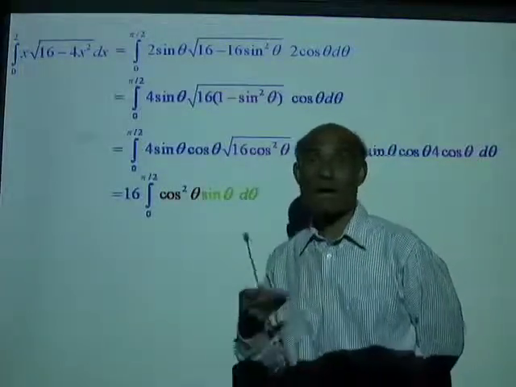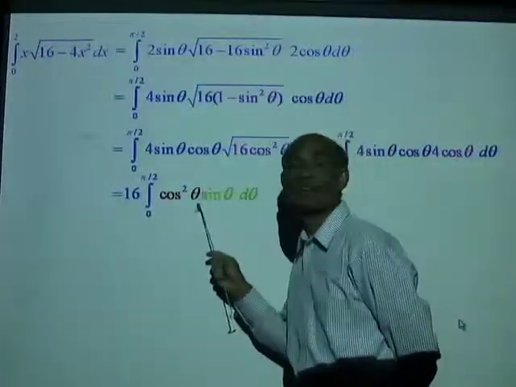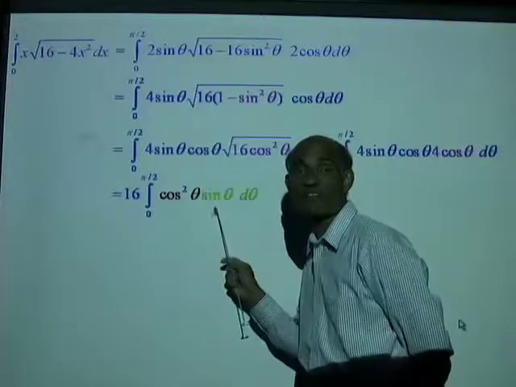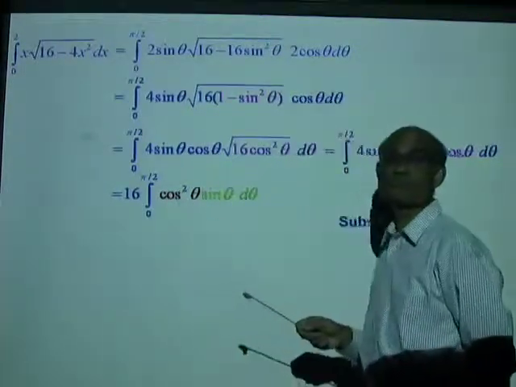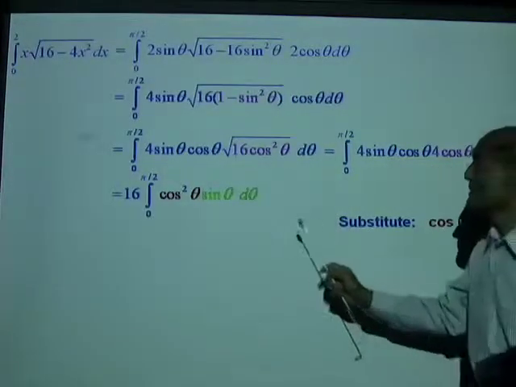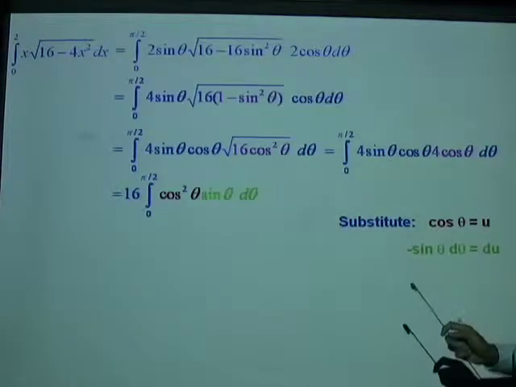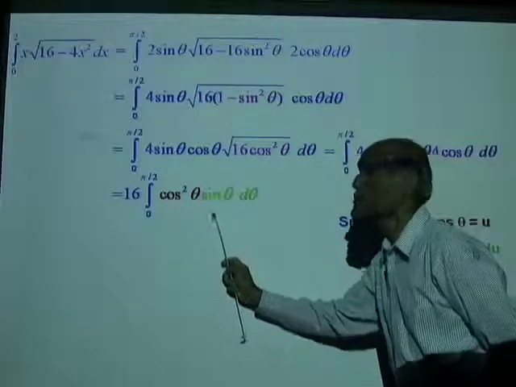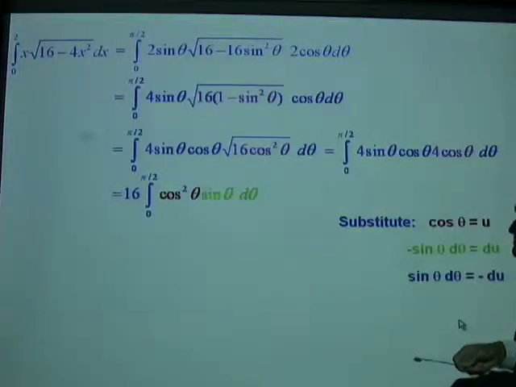How? By another substitution. What is that substitution? Look at the sine theta d theta. You can substitute cos theta equal to u. So substitute cos theta equal to u, then negative sine theta d theta equal to du, or the sine theta d theta becomes negative du.